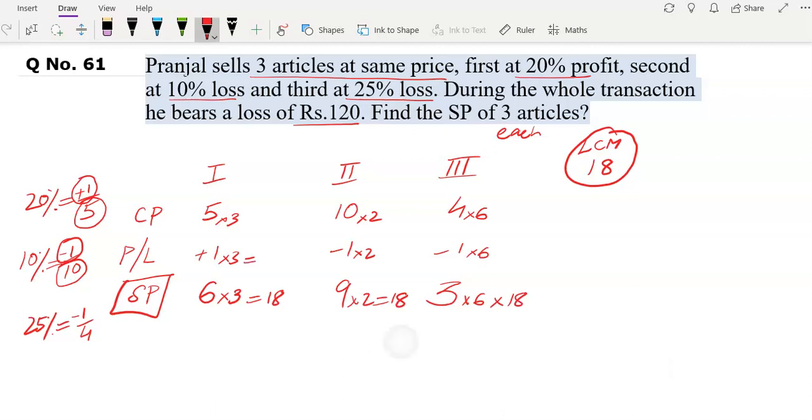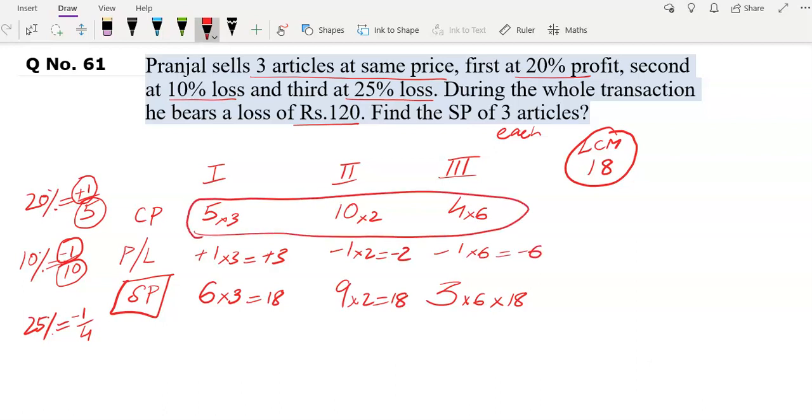Our profit is how much? 1 3s are 3, plus 3. 1 2s are 2, minus 2. 1 6s are 6, minus 6. We don't need this CP in this question because nothing is given or asked about CP. So we can ignore this. We don't need to write this as well.